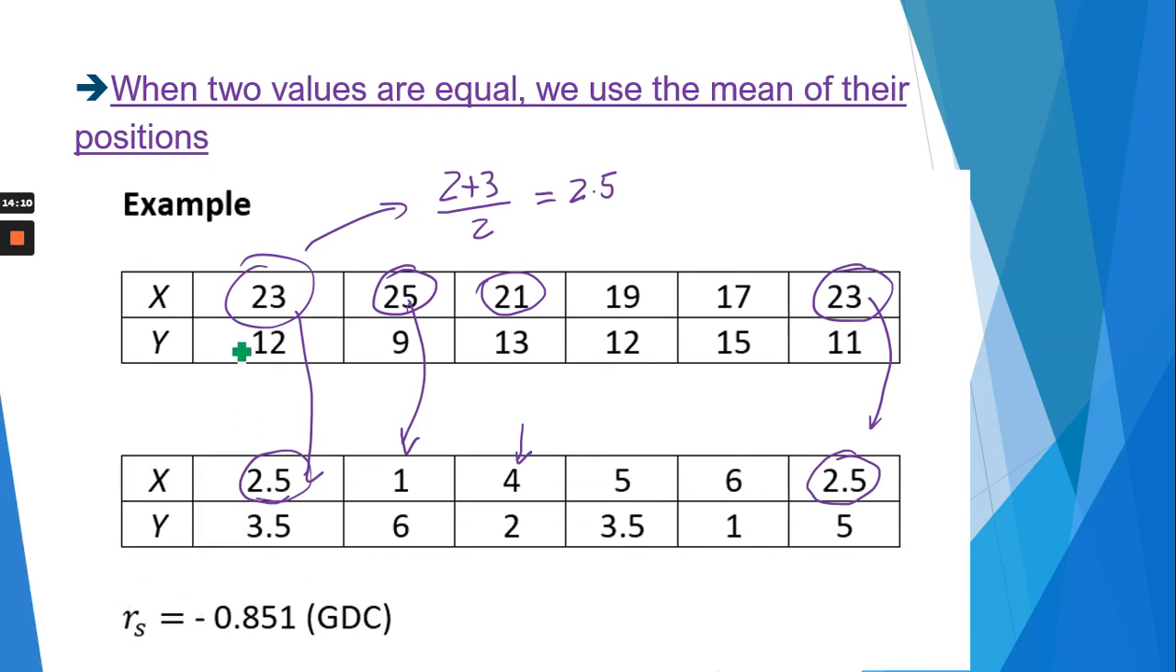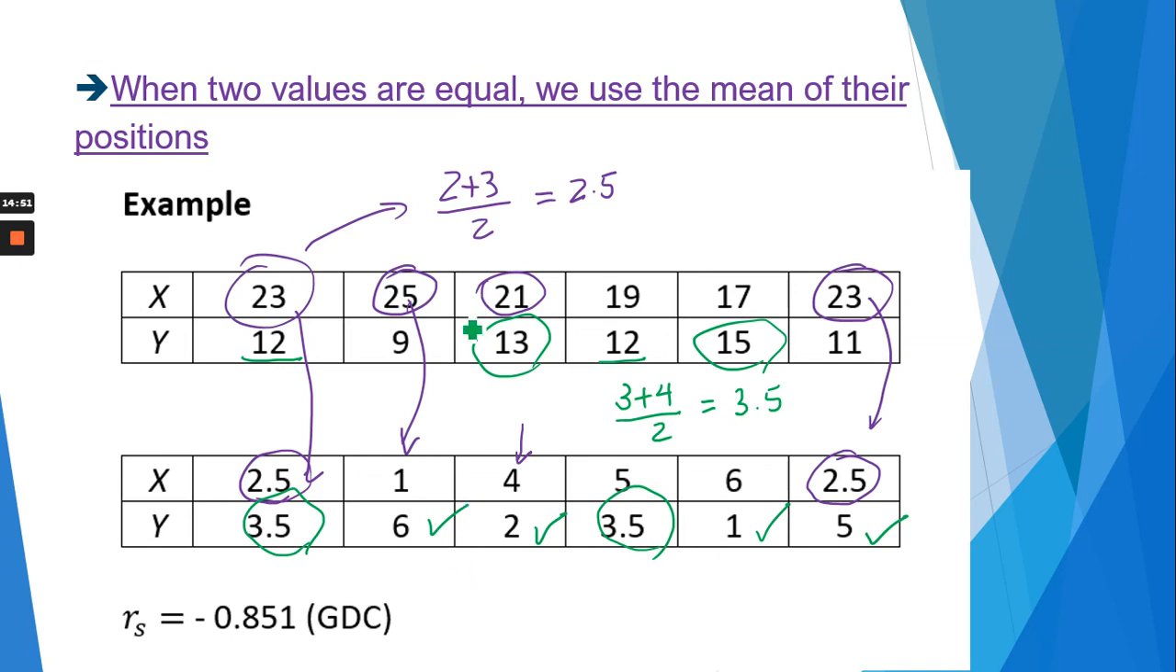And similarly, I do it with the y values. The highest one is 15. So that's the first one. The second one is 13. So that's the second one. The third and the fourth positions are both 12. So what do we do? We find the mean. So for both of them, we're going to put 3.5 and 3.5, remembering that we have the third and the fourth position. So the next one, which is 11, should be the fifth, then the sixth. Okay?